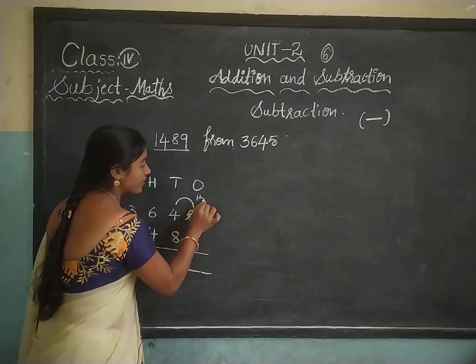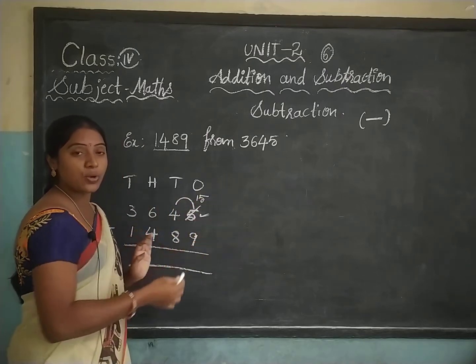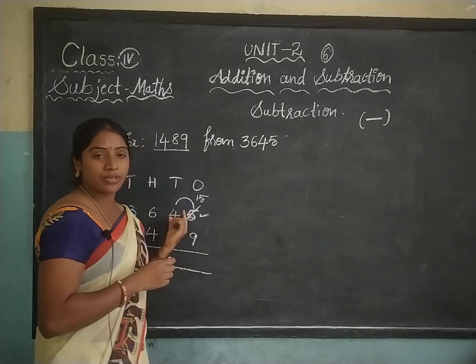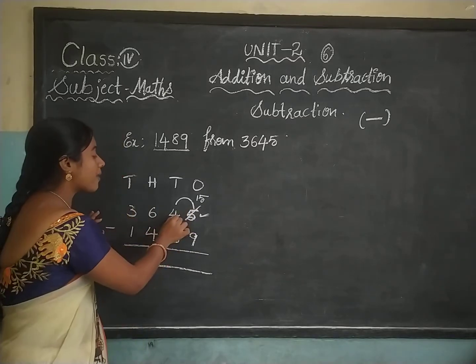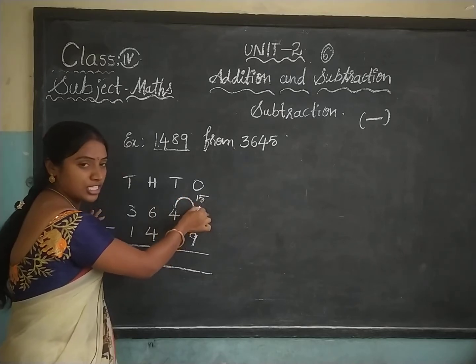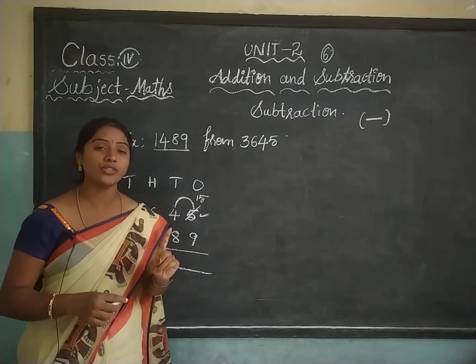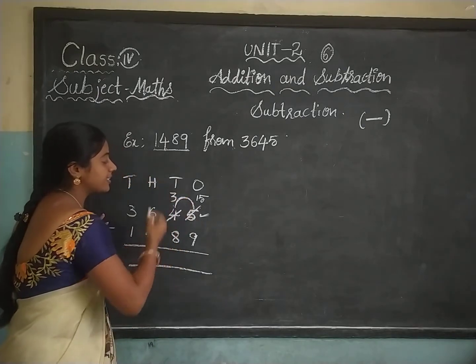So 5 becomes 15, and from the 4 we are giving one as borrow, which means you have to deduct one from this number. 4 minus 1. Why? Because we are giving one number as borrow to the ones place. How much is 4 minus 1? 3. So you should cut 4 and write 3 here.